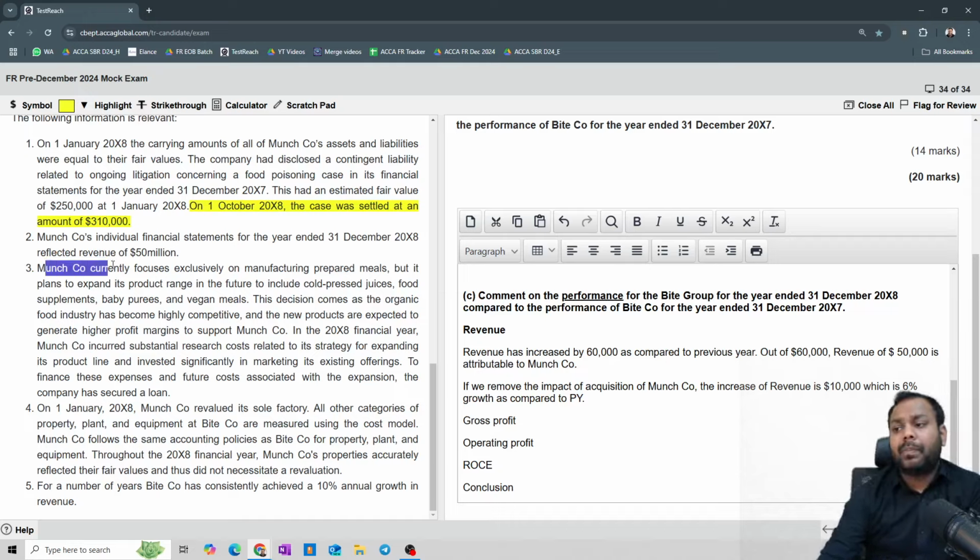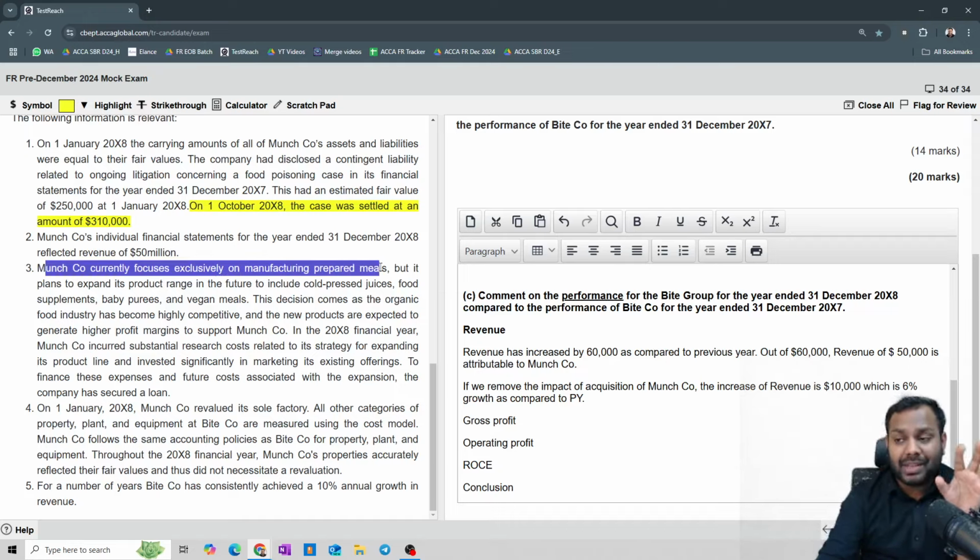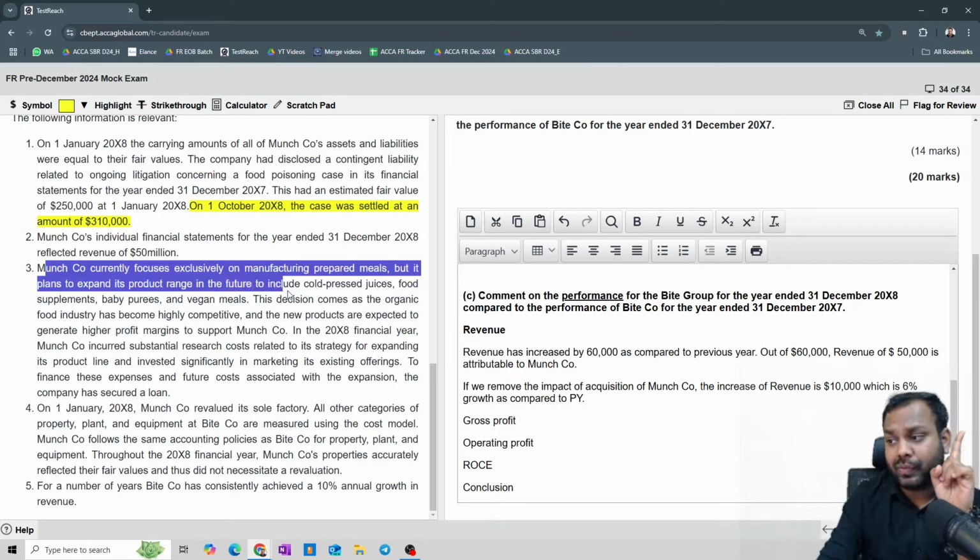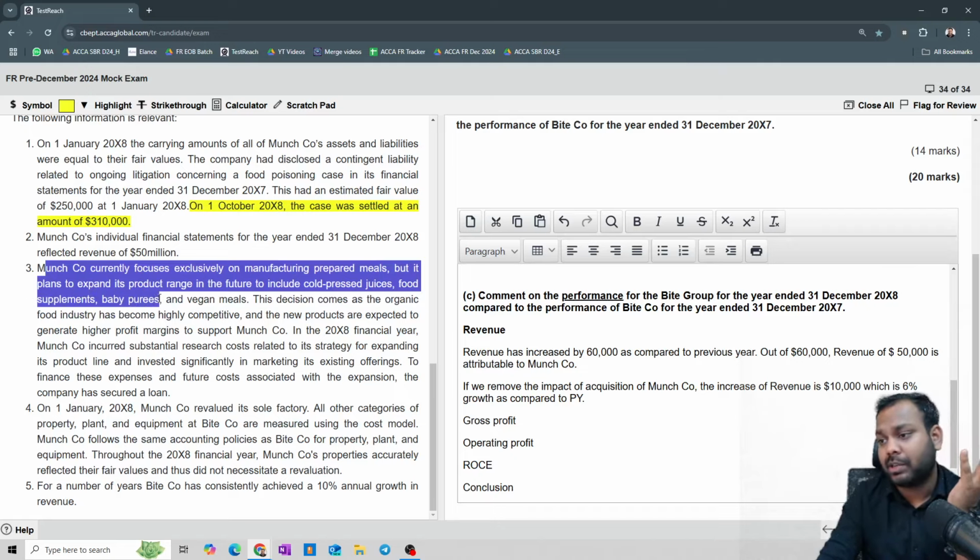Now, Munch company currently focuses exclusively on manufacturing prepared meals, but it plans to expand its product range in the future to include cold pressed juices, food supplements, baby purees. I don't know what baby purees are, but there is something like that. Okay, and vegan meals.